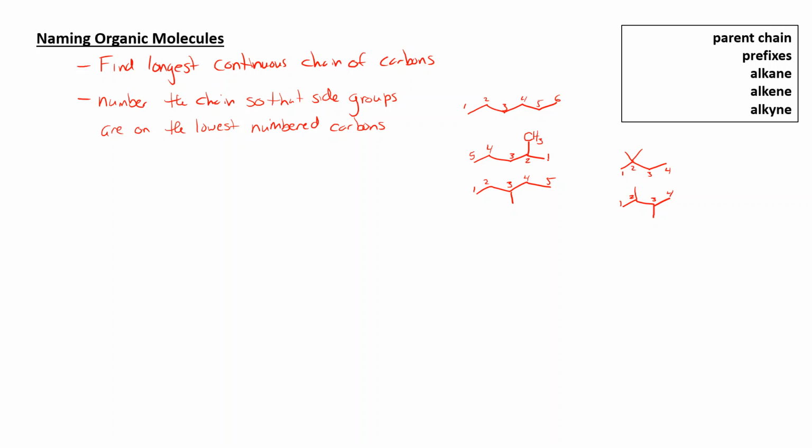We're going to use a numbering system that goes from right to left as opposed to left to right. Now, you can go either direction. It does not really matter. We just want to make sure that this number that has the group attached to it is the lowest.